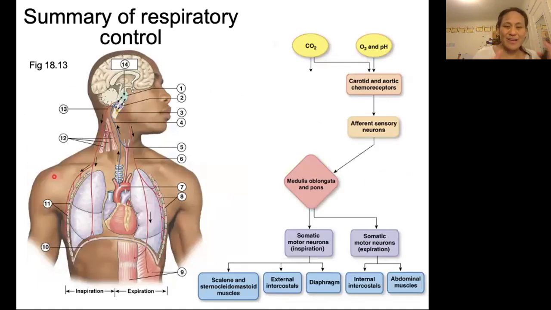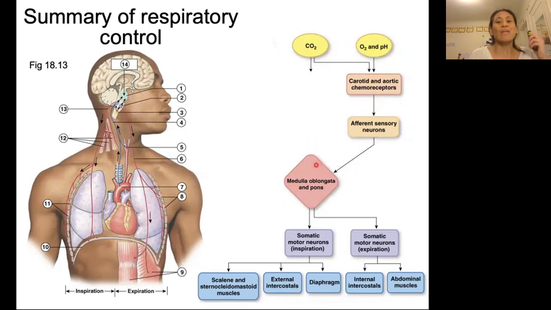So let's take a look at this diagram to summarize our control of our ventilation patterns. Okay. So remember, we have our peripheral chemoreceptors, which are going to sense CO2, O2, and pH. Since they are located peripherally, we are going to need some neurons to carry that message. So those are our afferent sensory neurons. They're going to carry the message to our respiratory control centers in the medulla and the pons of the brain. So this is the part that's kind of a black box. We don't fully understand what's going on here.